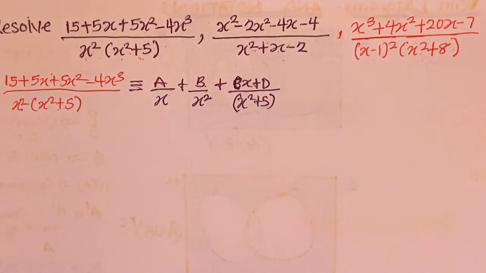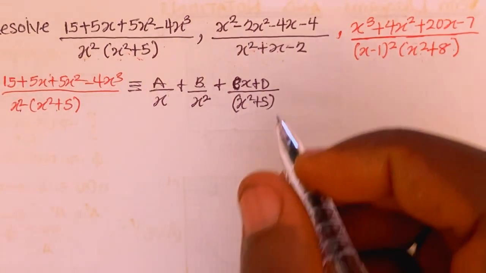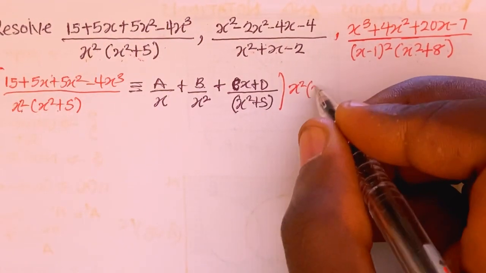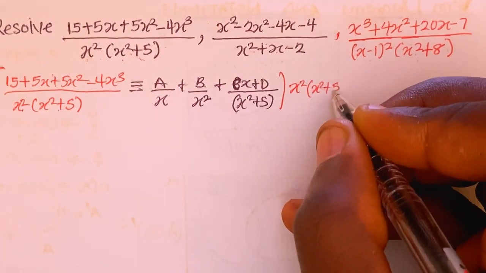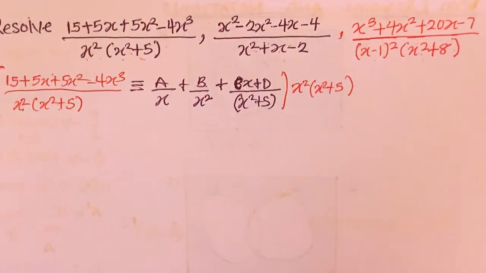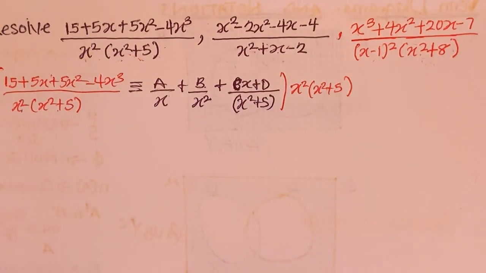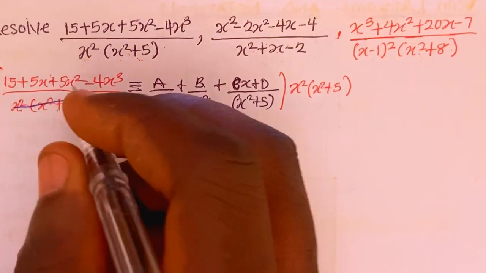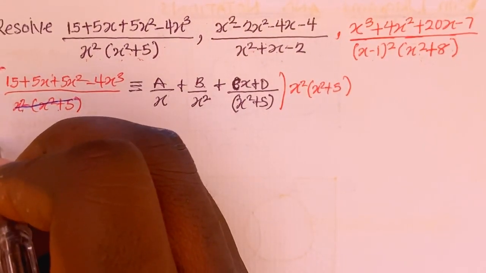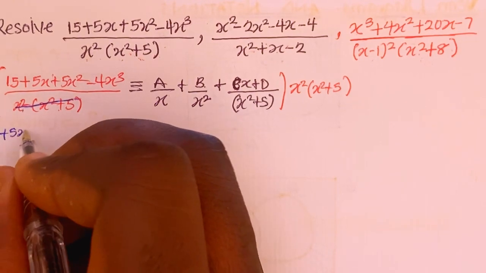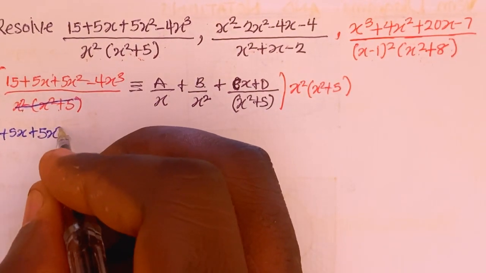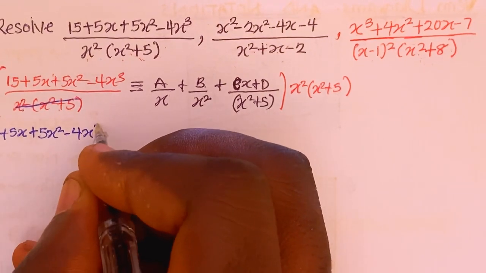That's it. Now what I'm going to do is multiply both sides by x squared into bracket x squared plus 5. Multiplying both sides with this, we cancel both these factors. Then on the left hand side, I'm having 15 plus 5x, right? Then plus 5x squared minus 4x raised power 3.